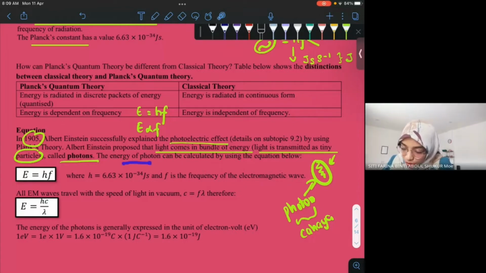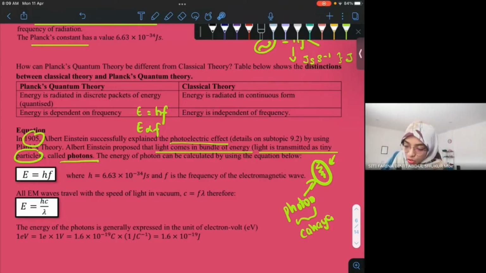Energy of the photon can be calculated by using the equation below, which according to Planck is E equals hf, where h is 6.63 × 10^-34. This is a constant, given in the list of constants, or you can memorize it. And then the frequency here depends on the frequency the light is going to travel with. Okay, the frequency depends on the light. Therefore, the energy here depends on the frequency because different light is going to have different frequency.